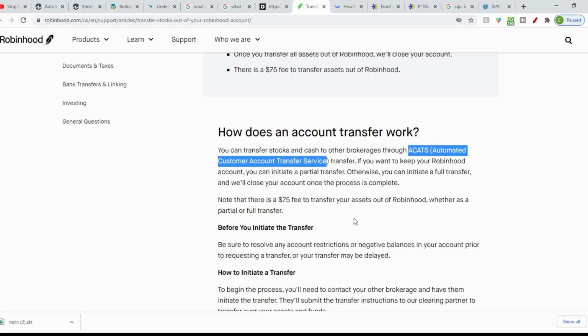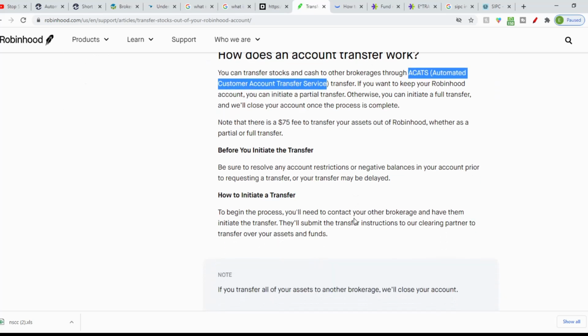But just remember, it could be a taxable event for you because you might have profits in there, and you might not want to be paying some of that capital gains. All right? So just keep that in mind.